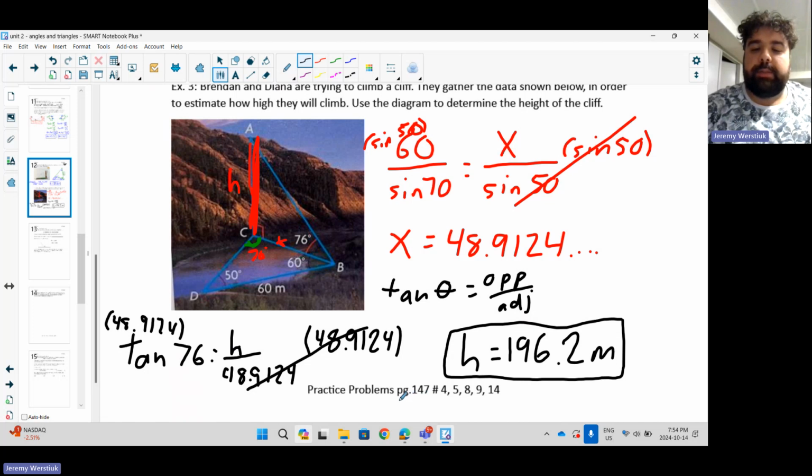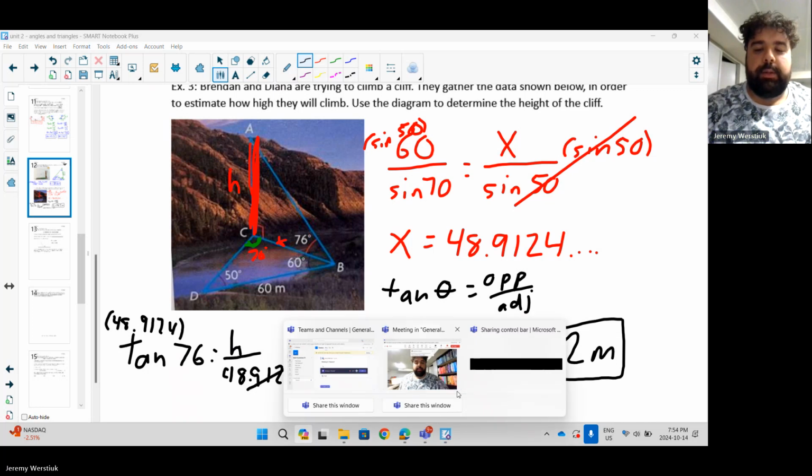So go ahead, do these practice problems. Let me know if you have any questions. And that is our lesson on solving problems with right angle triangles. Good job.